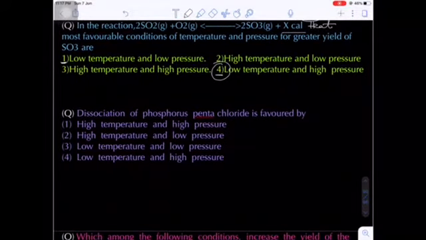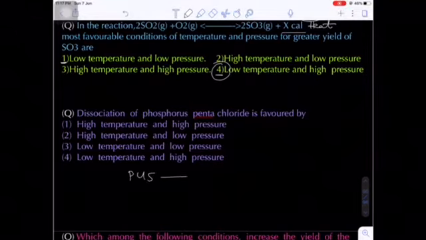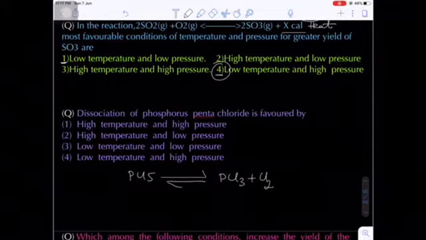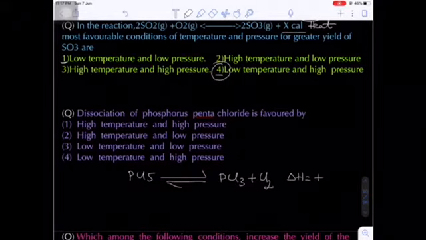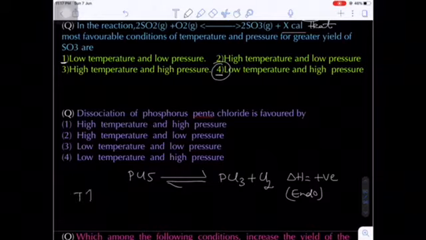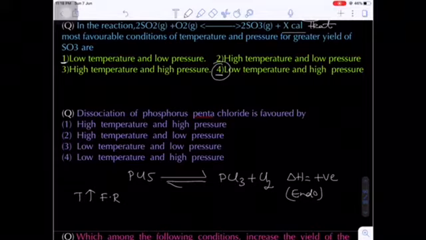Now, dissociation of PCl5, phosphorus pentachloride, what is the favorable condition? PCl5 decomposes to give PCl3 and Cl2. Generally, in dissociation, heat energy is required. This is an endothermic reaction. Are you getting it? This is very important. In an endothermic reaction, if temperature increases, then the forward reaction occurs. That means high temperature. We have high temperature in the first option and high temperature in the second option.